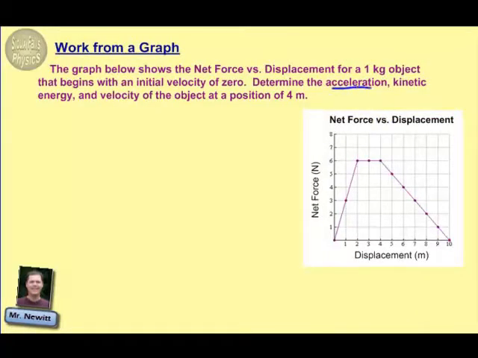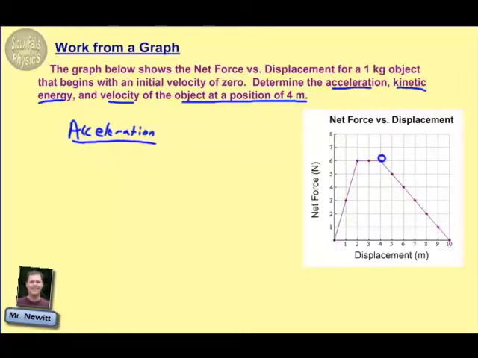We are asked to find the acceleration, the kinetic energy, and the velocity when the object's at a position of 4 meters. So on our graph, we are looking at this point right here, when the displacement is at 4 meters. So really, for all practical purposes, we don't really care what's happening after that. We're only interested in what's happening from when it starts to when it gets to 4 meters. So let's first look at the acceleration, the acceleration at the point where it's at 4 meters.